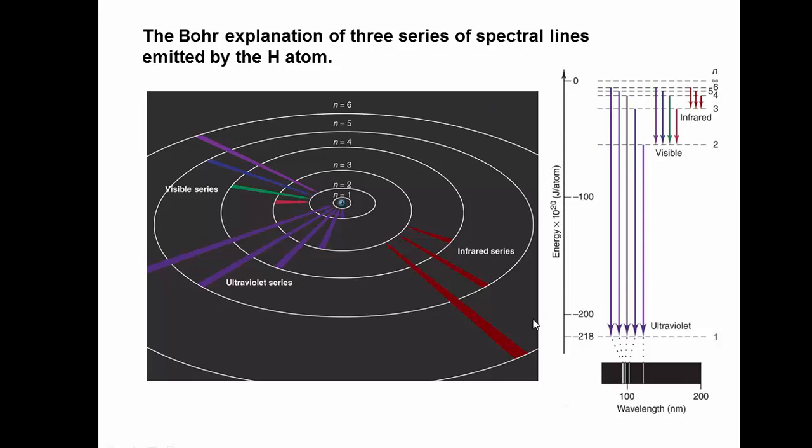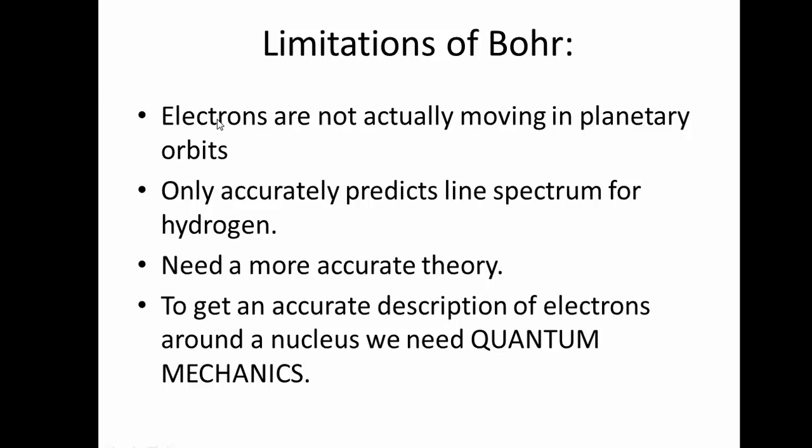The first is that the Bohr model only accurately predicts the hydrogen line spectrum and doesn't accurately predict the line spectra for heavier atoms. And the second problem with the Bohr model is that electrons aren't actually in these planetary orbits around the nucleus. They're actually waves, which we know from quantum mechanics. So the Bohr model starts to break down because it's just not an accurate prediction of the movement of electrons. So again, the limitations of the Bohr model are that electrons are not moving in a planetary orbit, and it only predicts the hydrogen line spectrum, so we need a more accurate theory. And that more accurate theory is quantum mechanics.